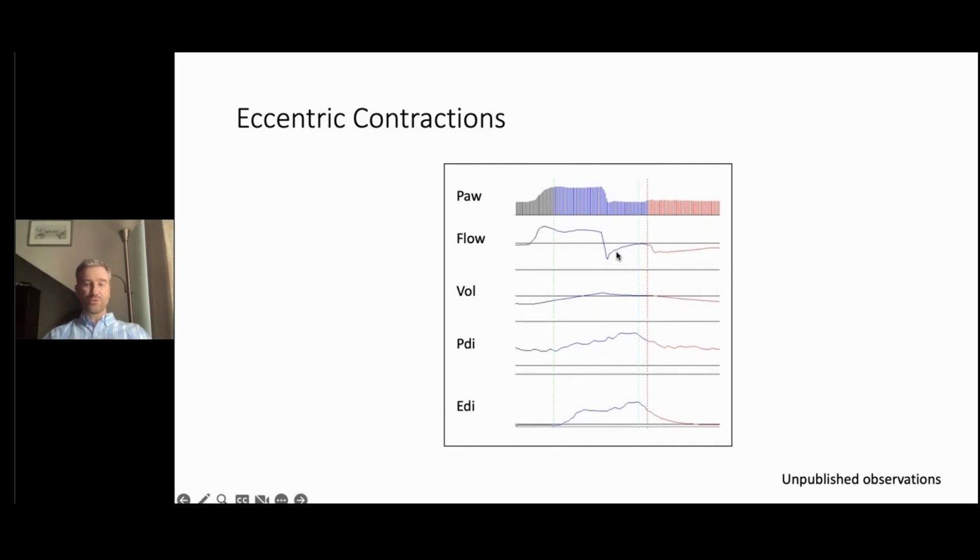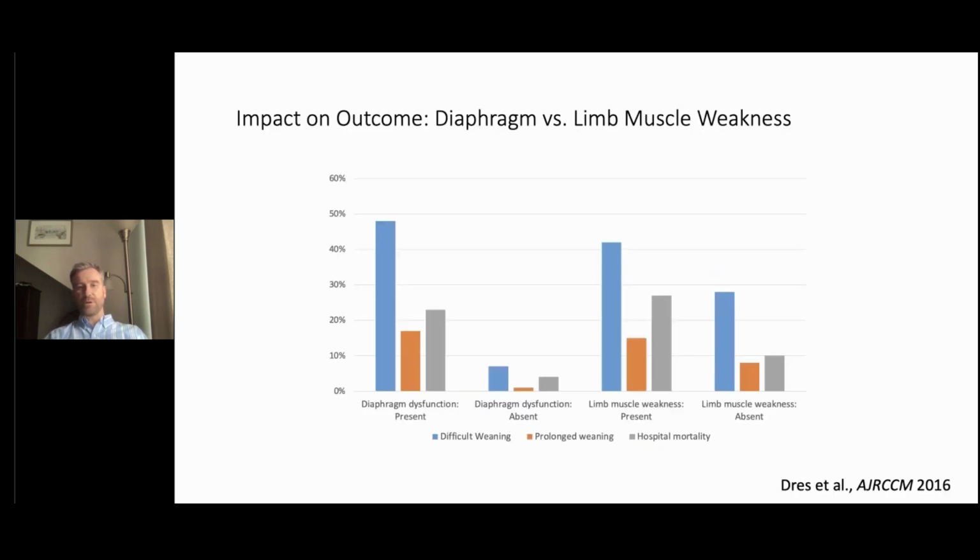So reverse triggering may cause acute diaphragm dysfunction. And in fact, Felipe Damiani and colleagues demonstrated that when the reverse triggering contractions were vigorous, that appeared to be associated with diaphragm weakness. So just how important of a problem is this in terms of clinical outcome? What impact does diaphragm dysfunction have on outcome?